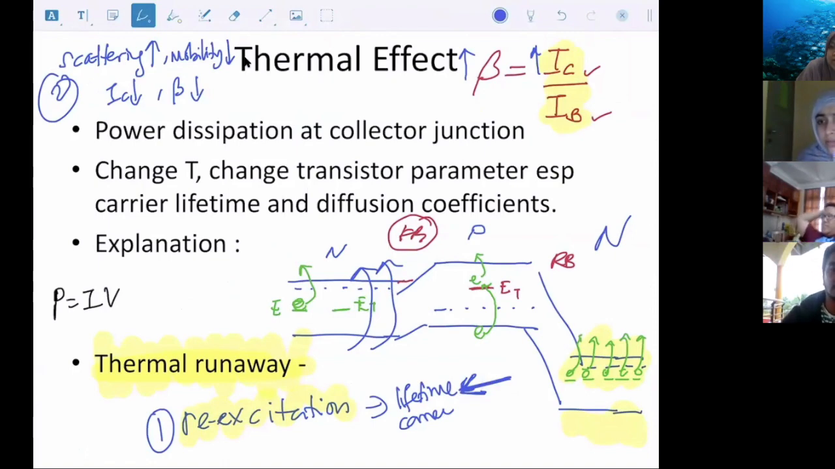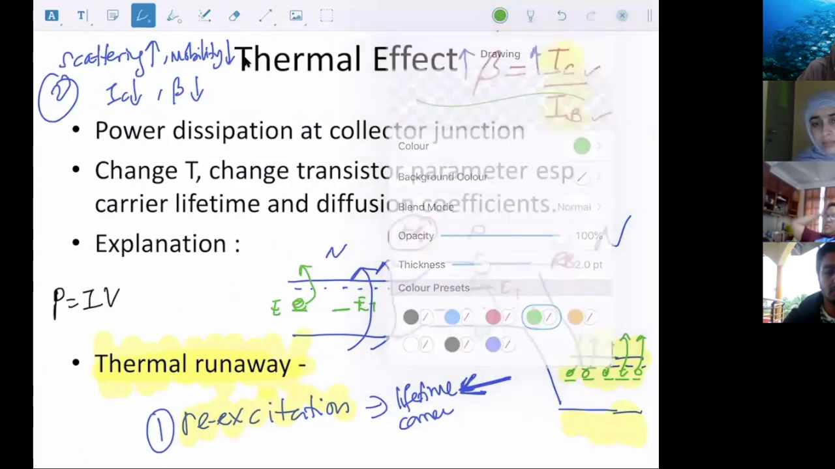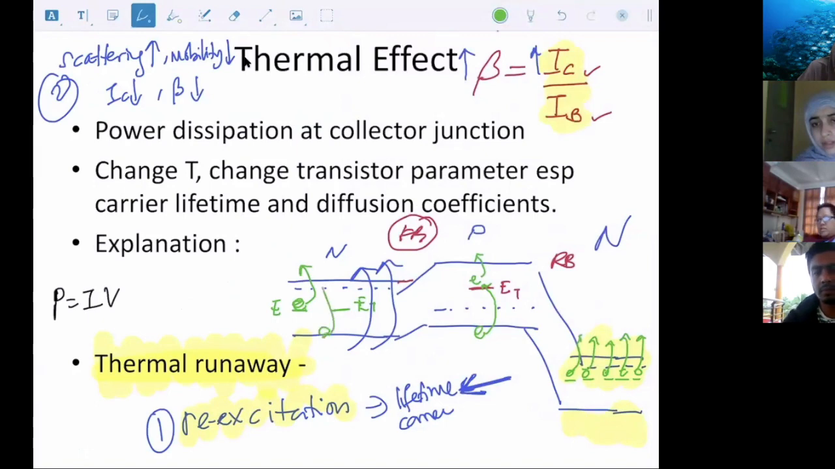Okay, good question. If it's band to band, let me draw. If it's band to band like this, electron goes here. You have an electron hole pair. Let me draw it better. So if it's band to band, you have excitation of the electron over there, and you have the hole being excited to here, right? So if band to band, you get an electron hole pair.